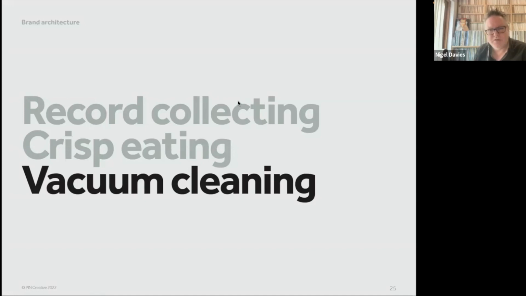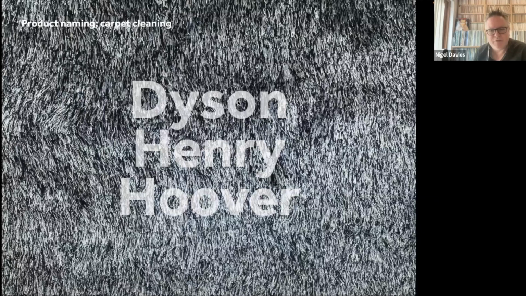The final thing that I want to talk about is vacuum cleaning. I'm just using this as an example to highlight some things that people use around naming their products and services. So if we think about three brands, Dyson, Henry, and Hoover, they're all in the category of carpet cleaners, basically.